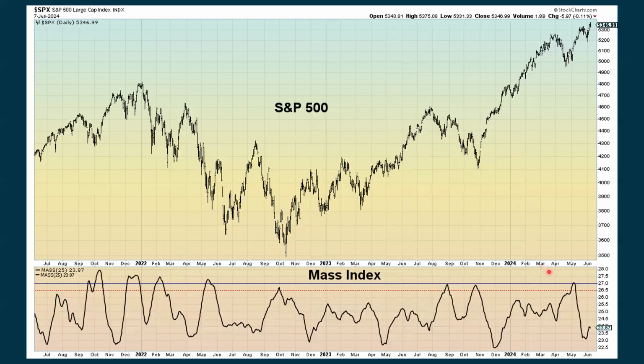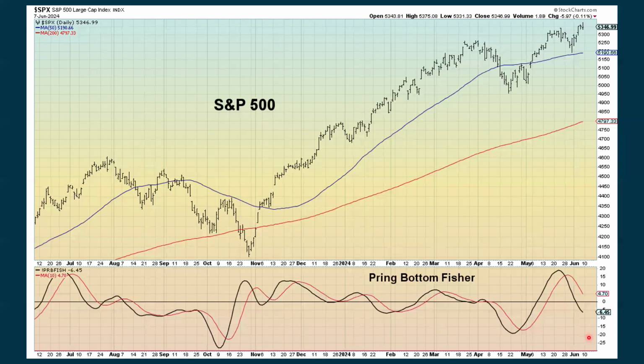The mass index was generating a signal back in May. It's since gone away, and it's not generating a signal now. Pring bottom fisher: this tries to figure out when we've been really going down, and we may have established the bottom, and then we come up out of that. We were riding this signal, and it gave us a pretty solid signal as we were going up in May.